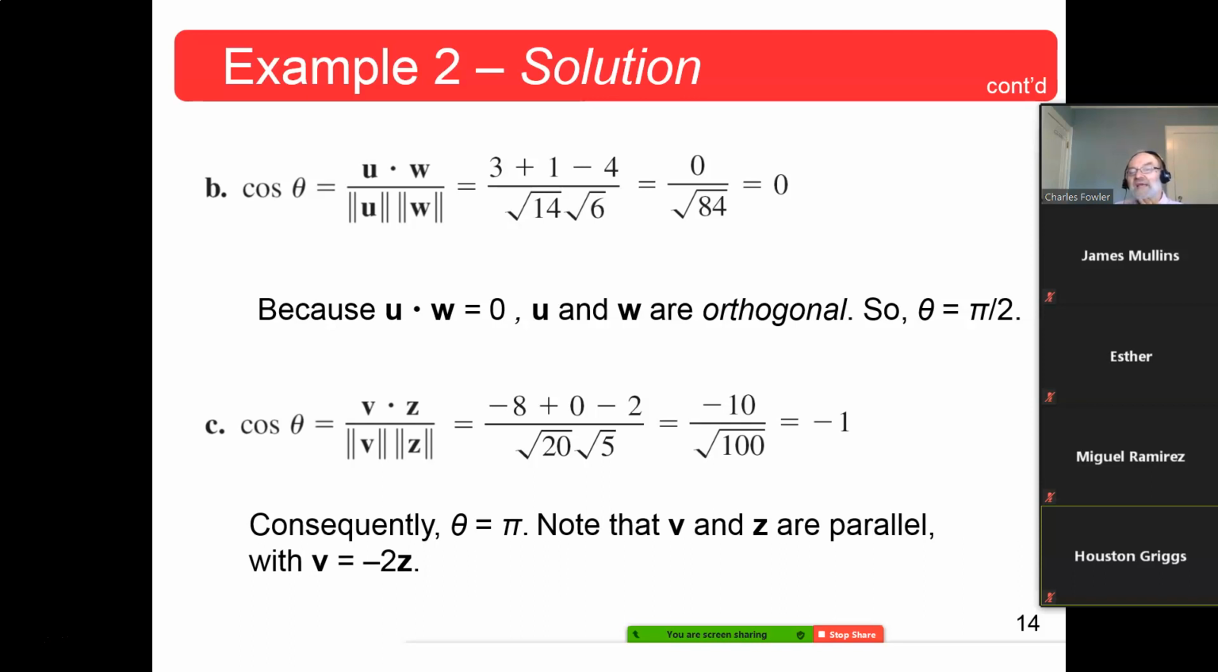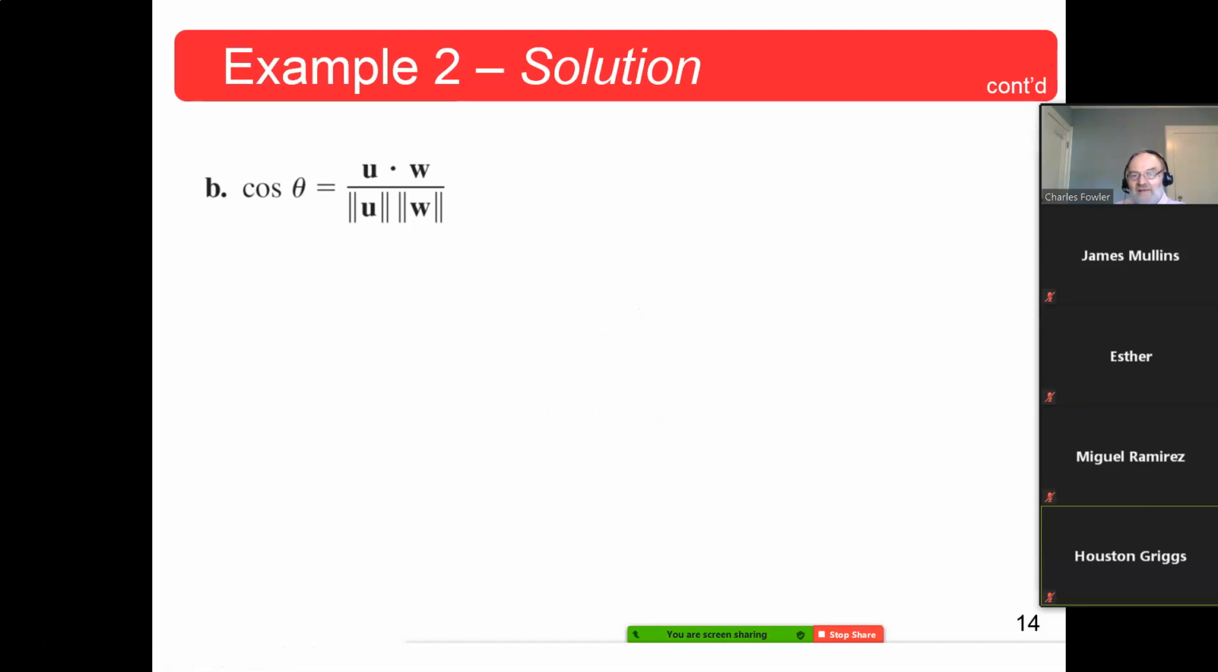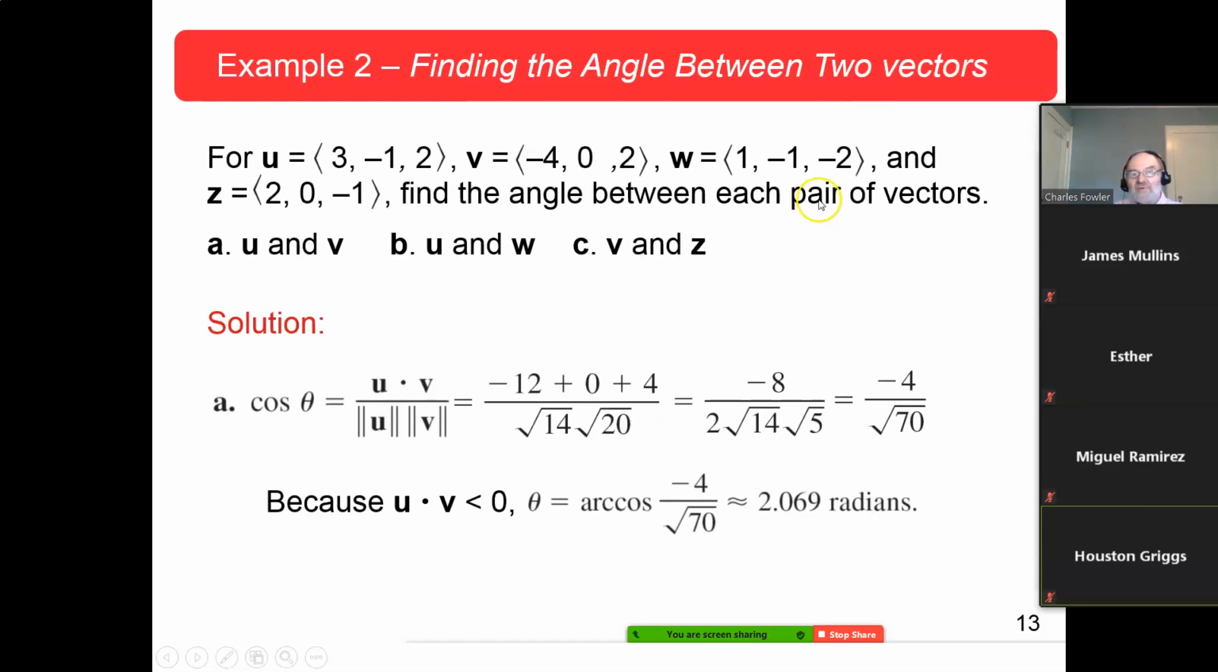Notice that V and Z are parallel. I don't think you noticed that, but let's go back and show that. Here's V, negative 4, 0, 2. Here is Z.